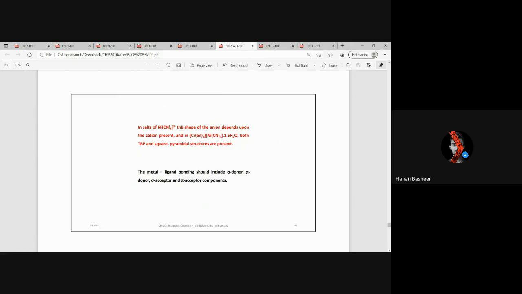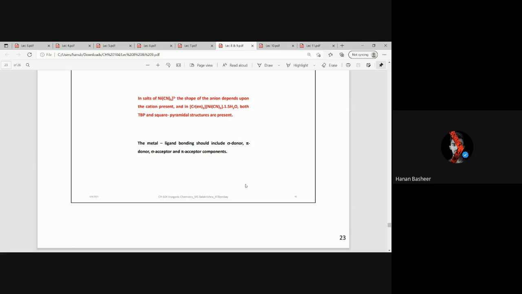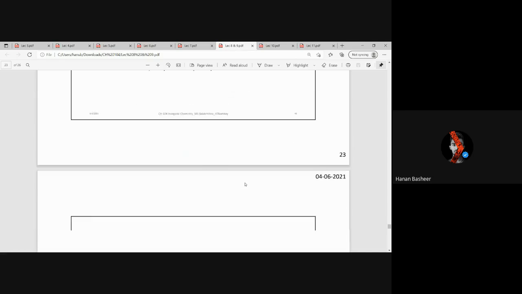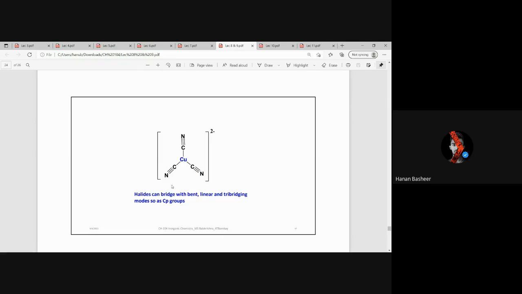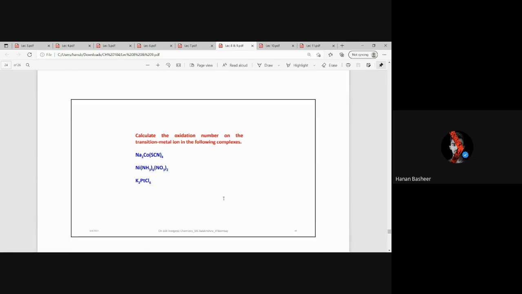Salts of Ni(CN)5 show that the shape of the anion depends on the cation present. The metal-ligand bonding should have sigma donor, pi donor, sigma acceptor and pi acceptor components. This is a structure where you can see CN is coordinating with Cu, and the halides can bridge with bent, linear and tri-bridging modes of Cp groups.